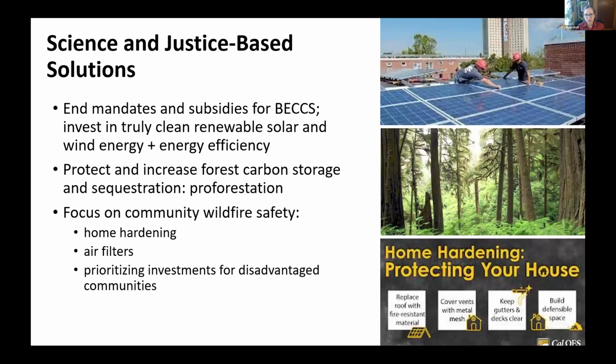So I just wanted to conclude with some science and justice-based solutions: to end mandates and subsidies for false solutions like BECCS, and invest in truly clean, renewable solar and wind energy and energy efficiency. And let's protect our forests to do what they do so well, which is to store carbon and draw it down from the atmosphere. Let's protect them and let them regrow. This is called afforestation. This is an important form of CDR that helps people, wildlife, and the forest.